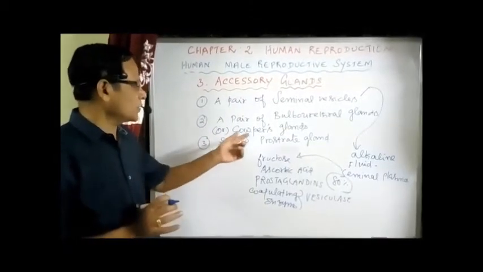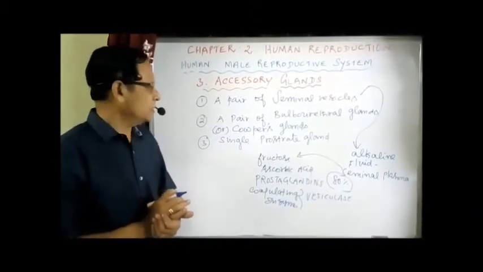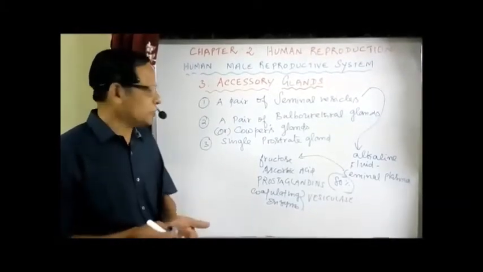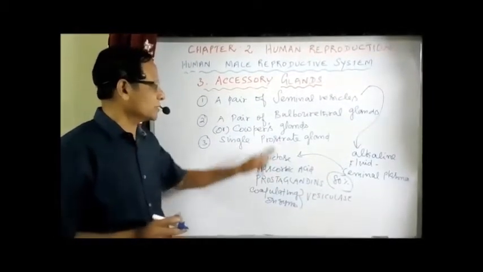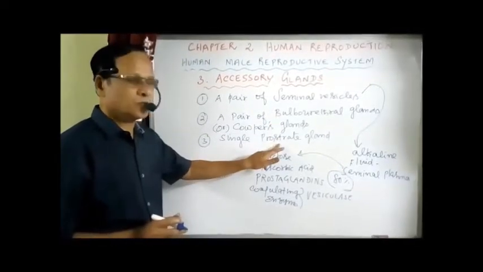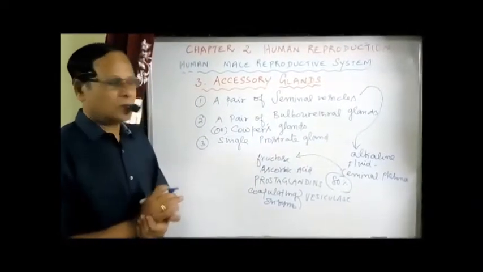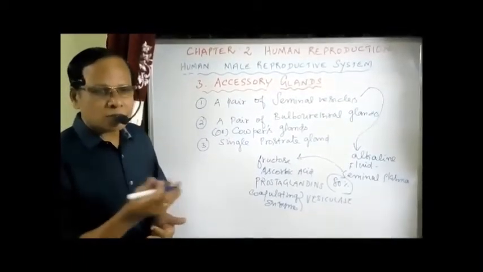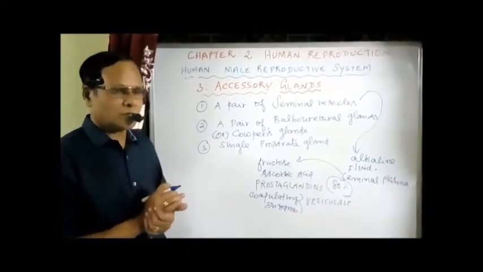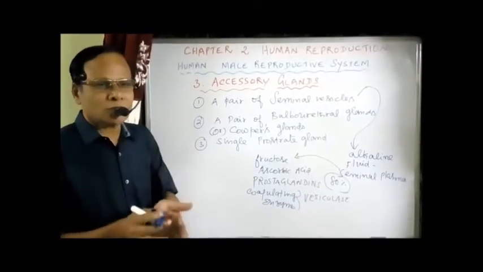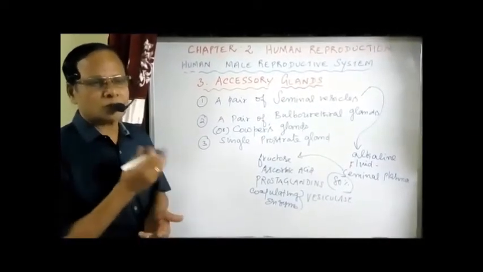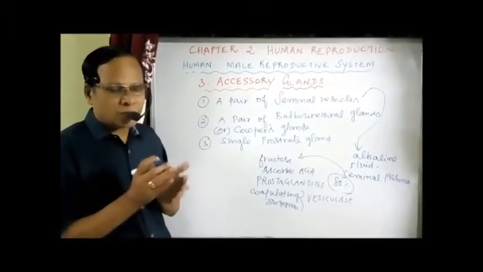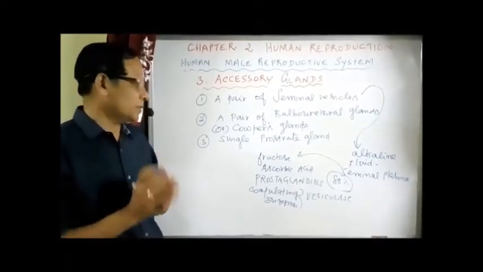Then another one, a single prostate gland. The bulbourethral glands are present just inferior to the prostate gland. Now what is the prostate gland? This prostate gland normally encircles the urethra, just below the urinary bladder. We'll see the picture later.